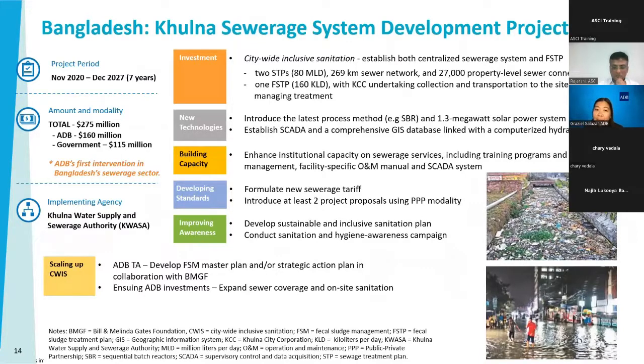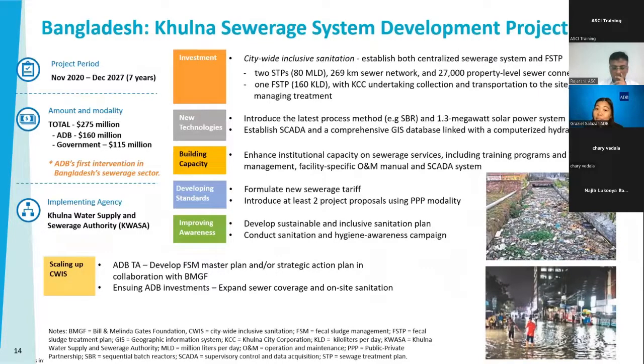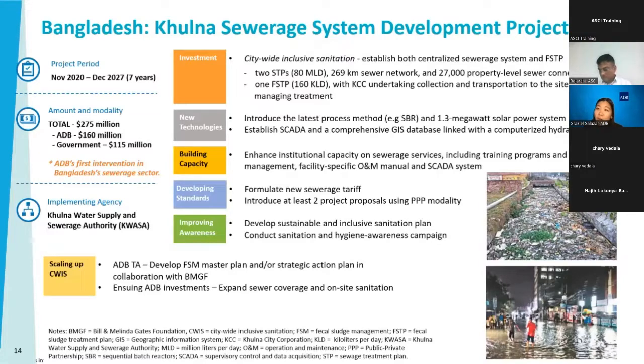This would support the establishment of 2 STPs, sewage treatment plants, with a capacity of 80 MLD, and 1 FSTP, fecal sludge treatment plant, of 160 cubic meters per day. The project would also support construction of a sewer network and around 27,000 property-level sewer connections. The project would also support the capacity development of the Coolness Water Supply and Sewerage Authority, and lastly, awareness raising on sanitation and hygiene.